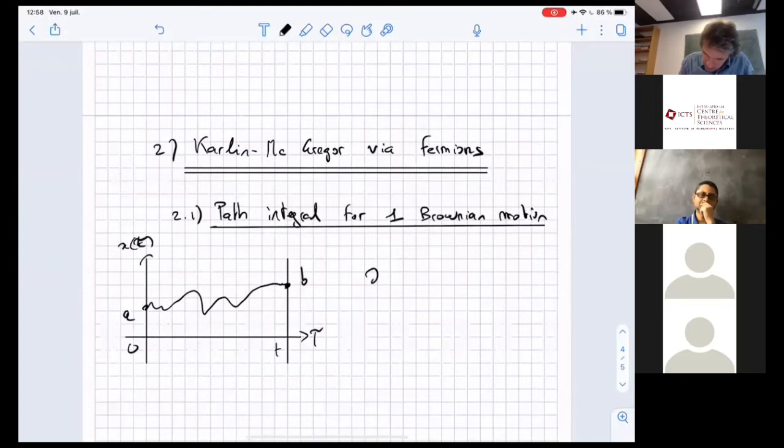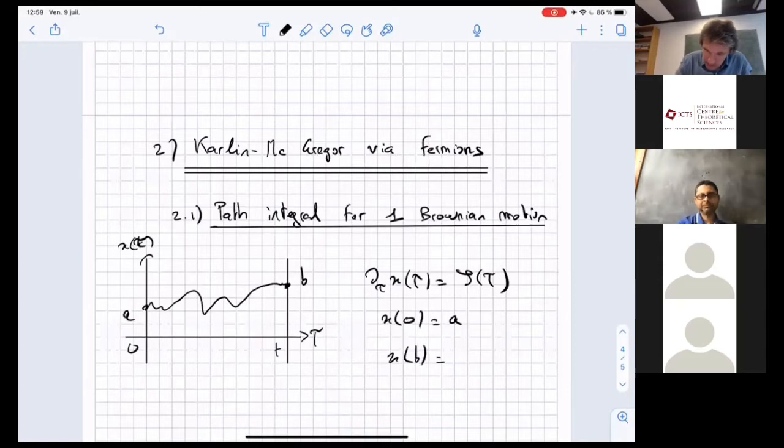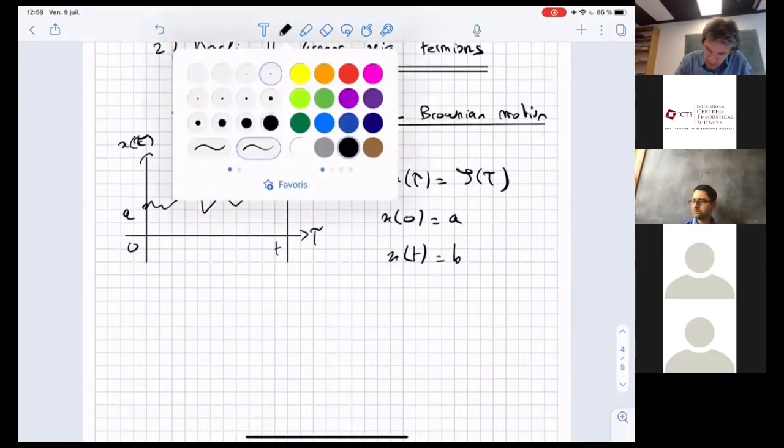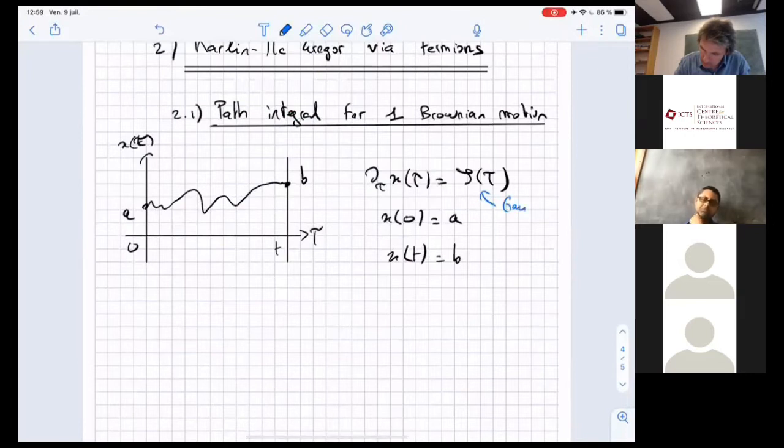I have my process, which is dx/dtau = zeta(tau), and I have a bridge, if you want, in the sense that x(0) = a and x(t) = b. Here zeta(tau) is Gaussian white noise, as usual. What I would like to write is the probability weight associated to this path, to this trajectory.